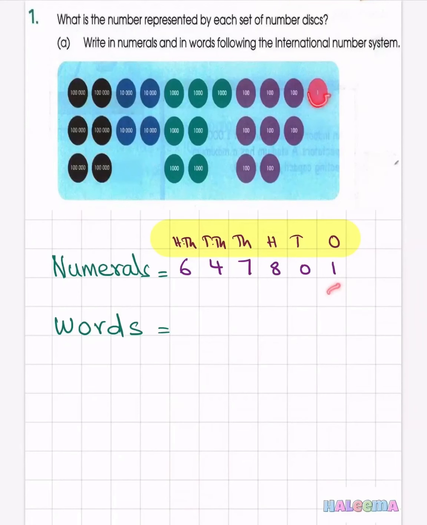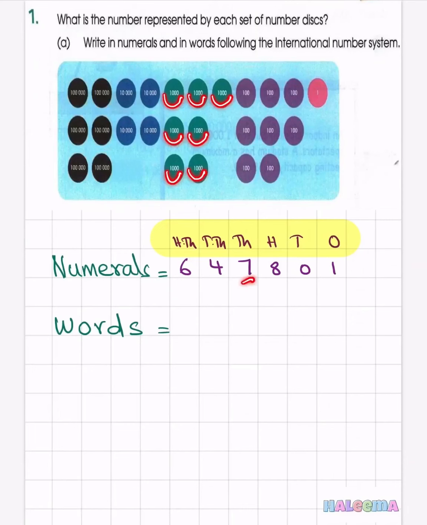There's nothing in the place of 10, so I've written 0. Let's see how many hundreds we have. We have 1, 2, 3, 4, 5, 6, 7, 8. So I've written 8 in hundreds place. Let's move on to thousands. 1, 2, 3, 4, 5, 6, 7. So I've written 7 in thousands place.